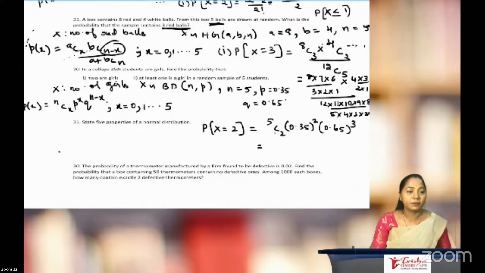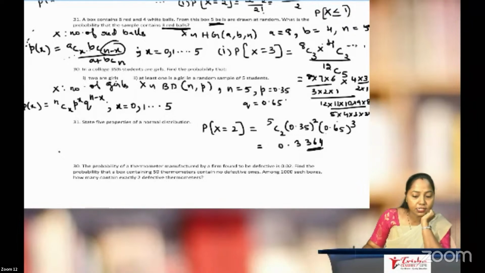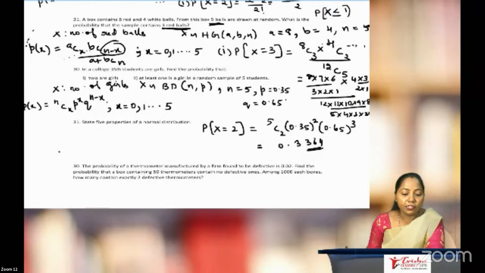What is the answer? Can I get the answer? 5C2 into 0.35 to the power 2, 0.65 to the power 3. So the answer is 0.3364. Is that right? Check. Are you getting the same answer? 5C2 will be 5 into 4 by 2 into 1. Yes, 0.3364. That is the answer.